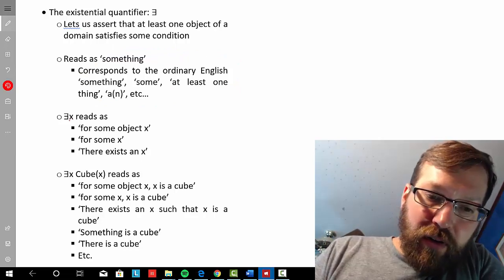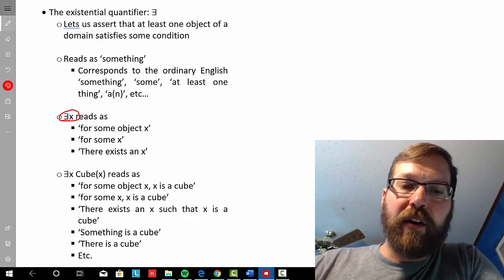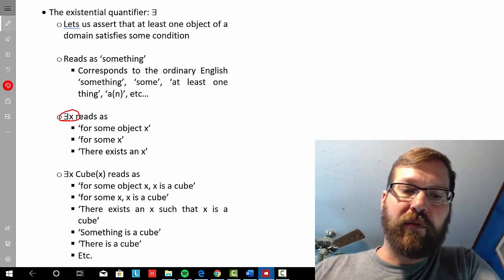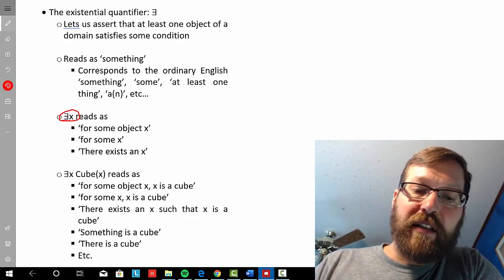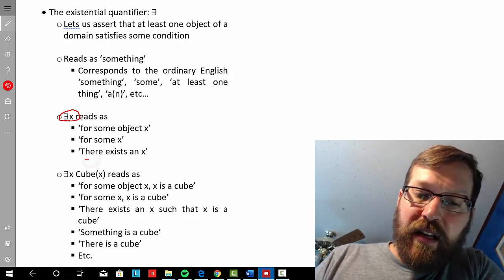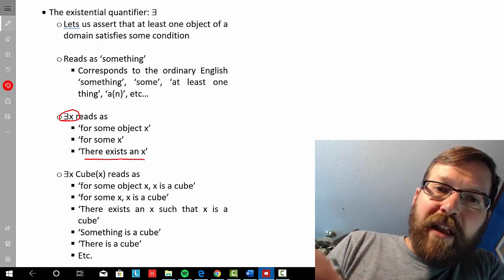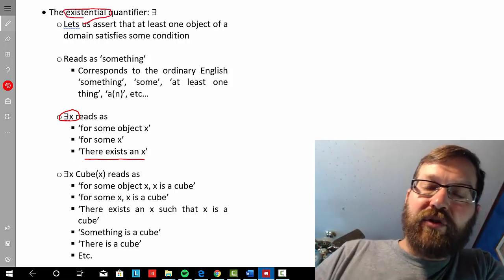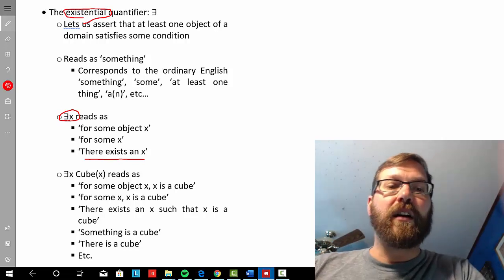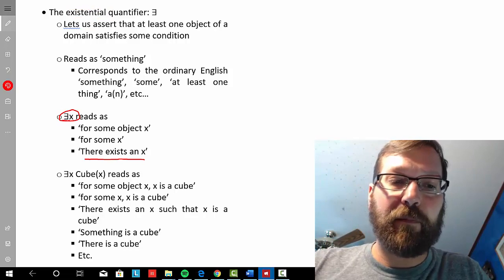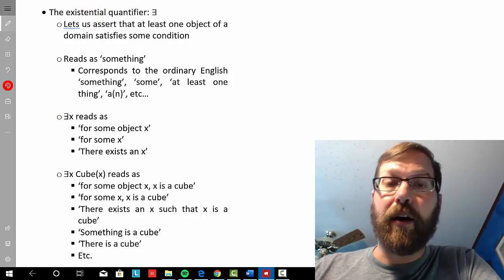All right, so the existential quantifier associated with a variable reads as for some object x, for some x, or there exists an x. And I'm a fan of there exists an x because it makes overt that the existential quantifier commits us to the existence of some object having some property.